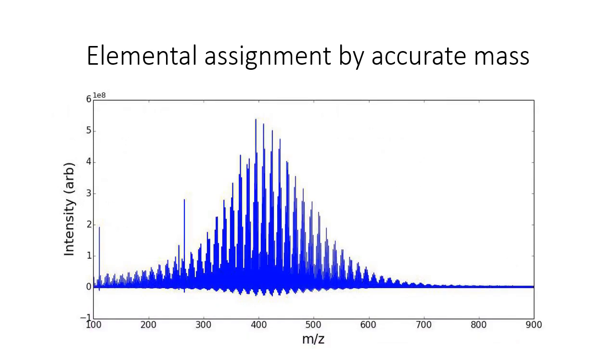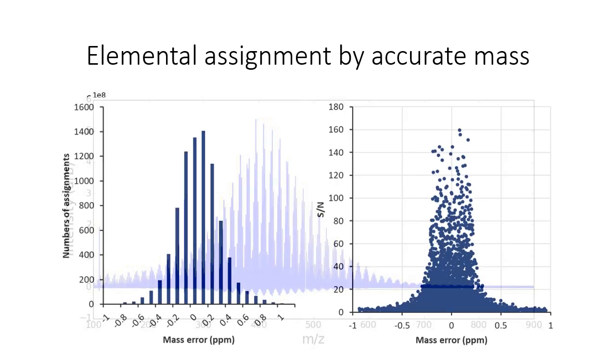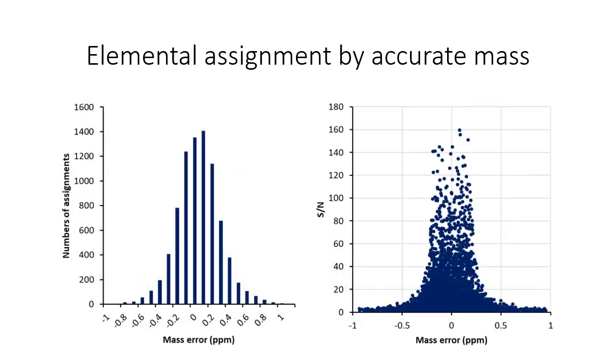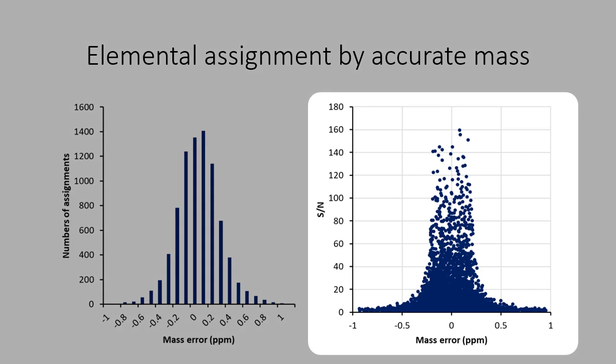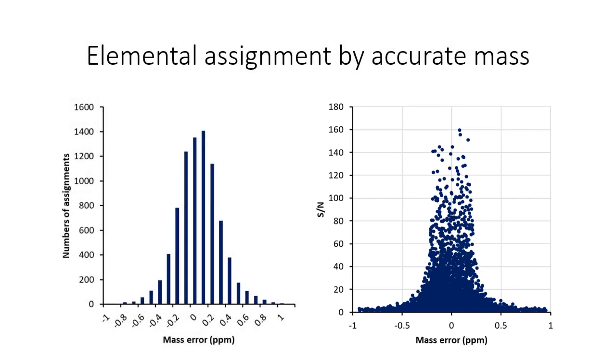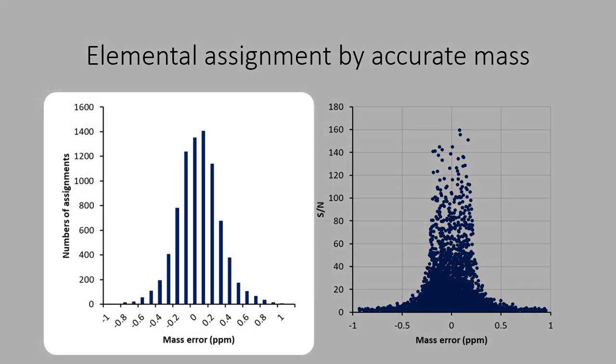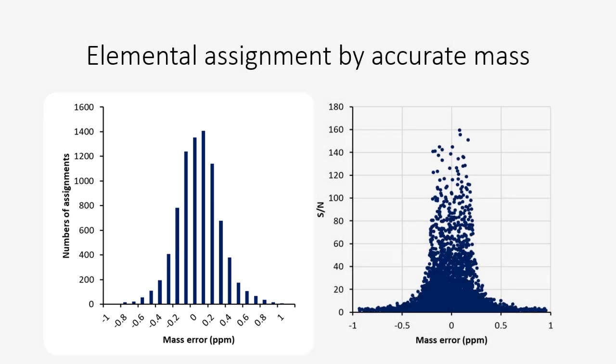So as an example, if we go back to this spectrum and went through the process of assigning all the peaks, and then looked at the mass errors associated with all those assignments, we'd get these results. Along the bottom axis of both graphs, we can see the mass errors associated with all the assignments. In this right-hand graph, I've plotted the mass error of each assigned peak against its signal-to-noise ratio. And in the left-hand plot, I'm showing the numbers of assignments in the spectrum that fall within specific mass error ranges. So this plot shows that the mass errors associated with all the assigned peaks in this spectrum fit within a statistical distribution.